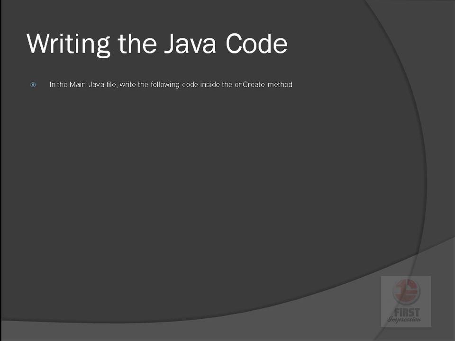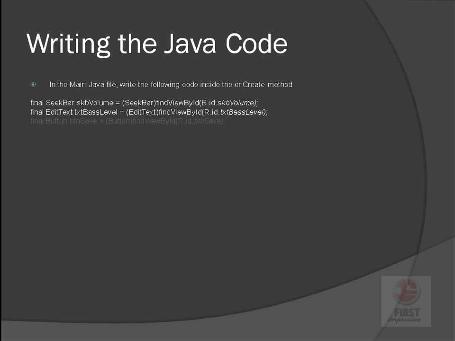So let's write the Java code for the onCreate method. We'll get the reference of the controls, final seek bar, edit text and button. First we have to load the preferences. So we'll first get the reference of the shared preferences by saying final SharedPreferences equals getSharedPreferences. Can you guess what is this settings? Correct. The settings is the name of the file that we want for the shared preferences.